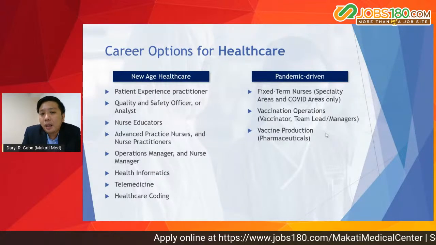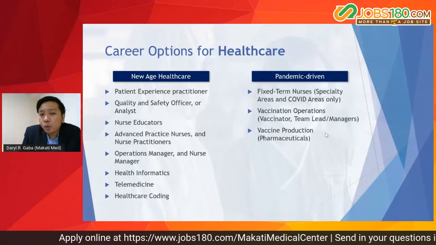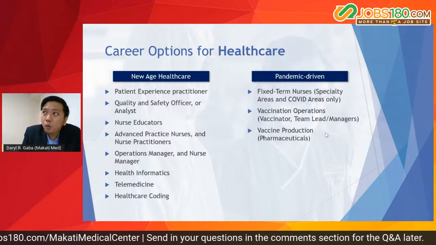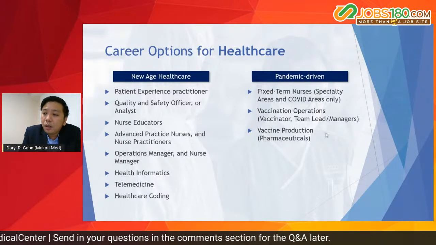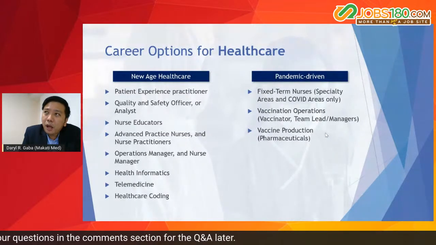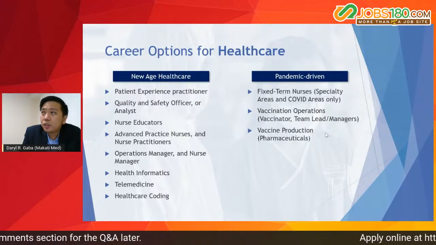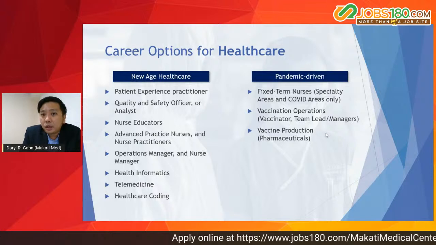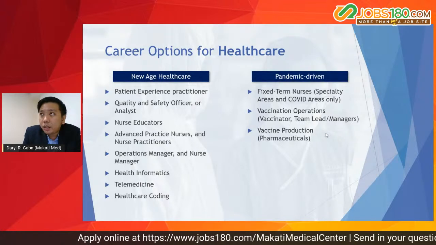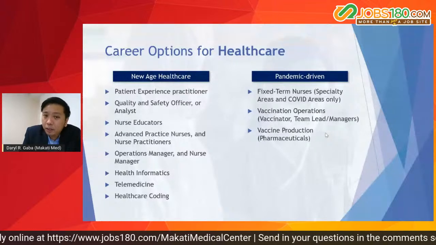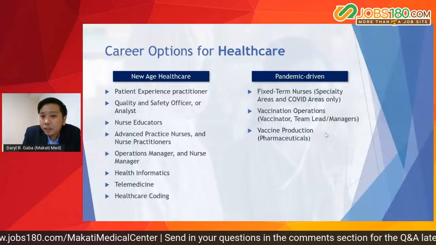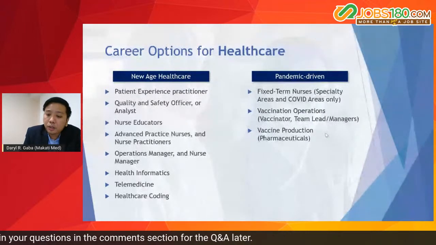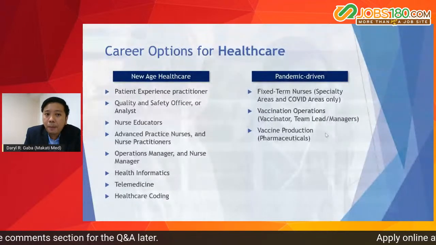arrangement. And in terms of distant work and opportunities in healthcare in terms of the pandemic, now there are fixed term nurses. If you are a nurse and you do not want a hybrid flexible time, you can be a fixed term. There's only a specific time period for you to practice in a week, and then you get a lot of days off. But these are mostly for special areas, and you have to be an expert in the field already. There have been vaccination operations since we're vaccinating a lot of people nowadays. And even for vaccine production in pharmaceuticals, these are things that are driven by the pandemic.